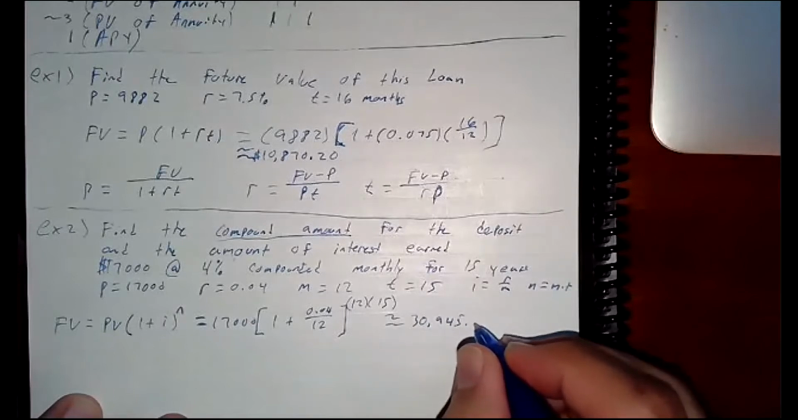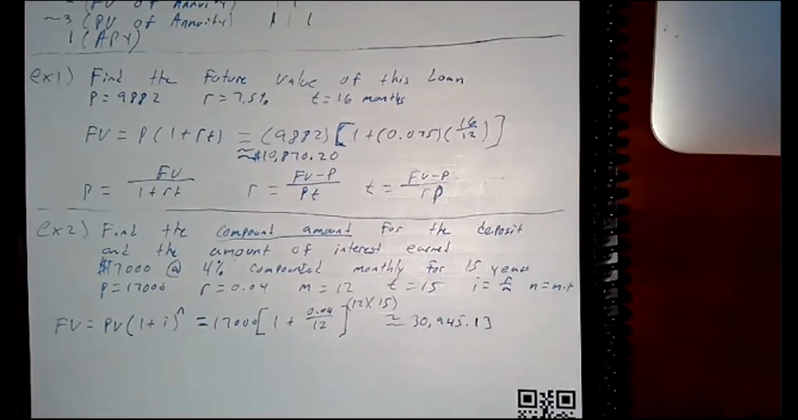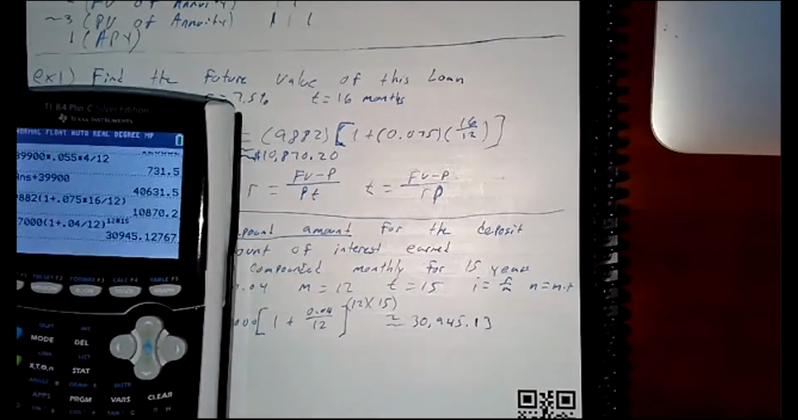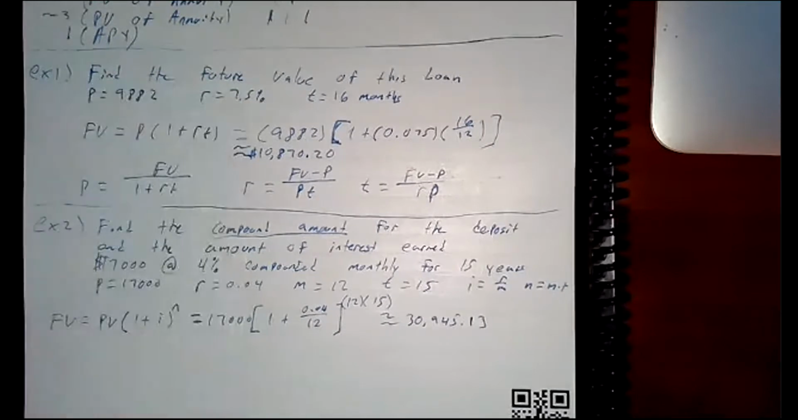Nearest cent, I'm going to say 13 cents. So if I subtract that amount by 17,000, the interest should be 13,945 and 13 cents. Let's see if it works. $13,945.13.